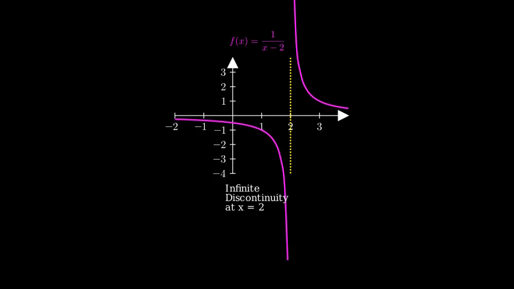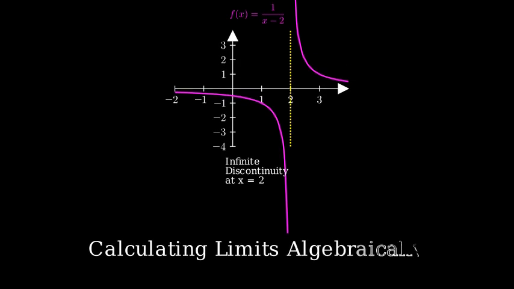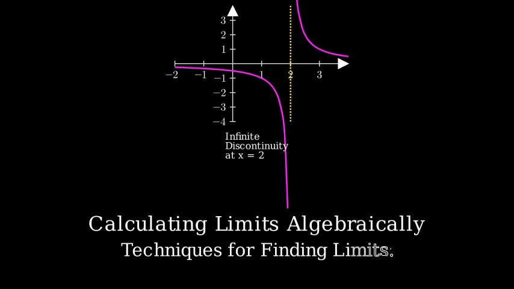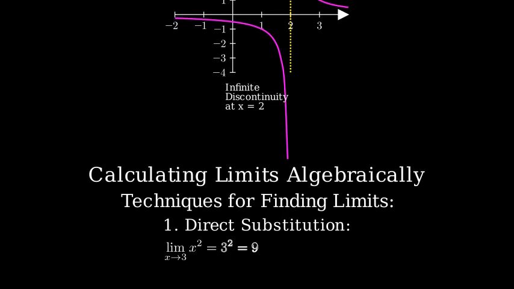Now, let's look at how to calculate limits algebraically. There are several techniques for finding limits. First, direct substitution. If f is continuous, we can just plug in the value. For example, the limit of x squared as x approaches 3 is just 3 squared, which equals 9.